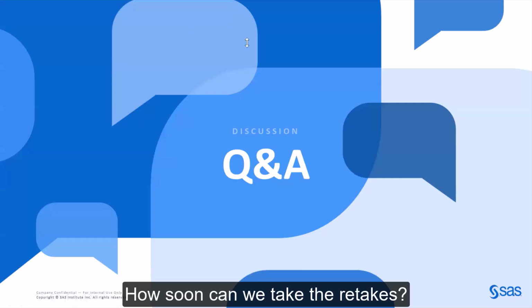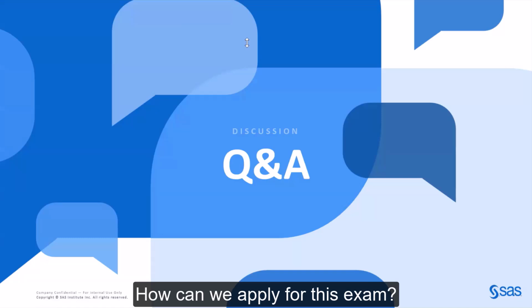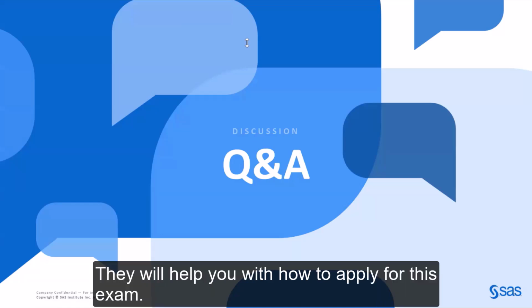The next question is about exam retakes within 12 months. How soon can we take the retakes? You have to give a gap of 15 days. A 15 days gap, and you can take the next exam. How can we apply for this exam? You have to just write to apaceducation@sas.com. They will help you with how to apply for this exam.